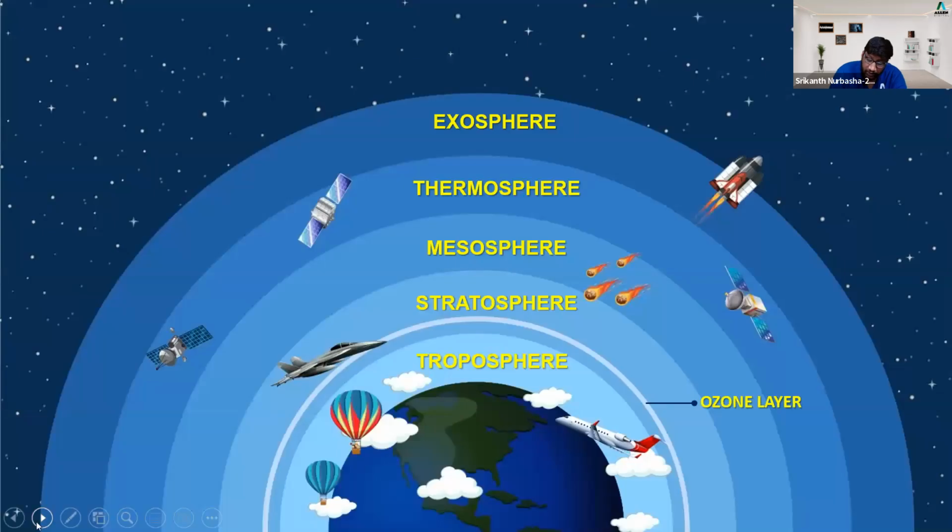We have the troposphere, stratosphere, mesosphere, thermosphere, and exosphere. These are the different spheres present above the Earth's surface or above sea level.